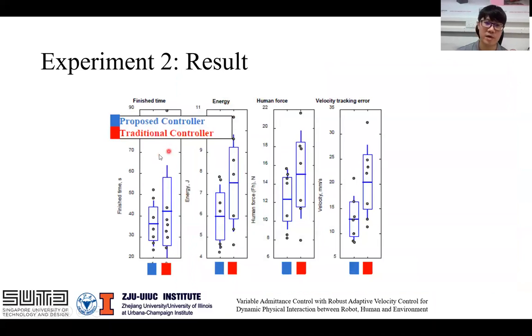And we also compare our proposed method with a traditional method where a constant admittance is used. As you can see from this chart, the time is much less, and the energy, human force, and velocity tracking error are too. Our proposed controller outperforms the traditional one in all of them.